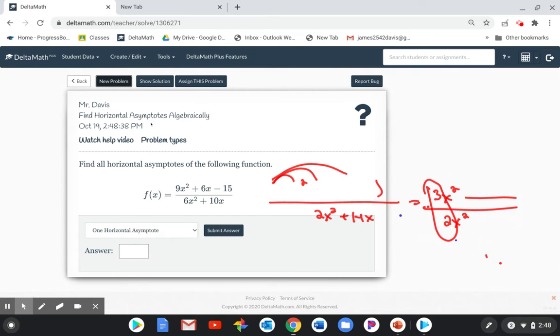All right, another similar one. A little different one here.